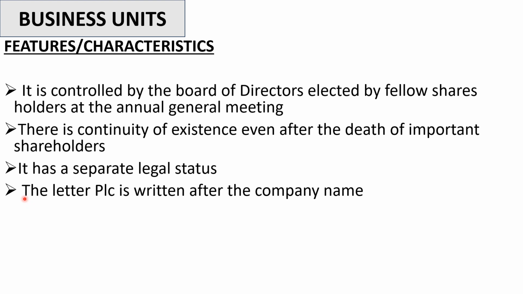Okay, so the letters PLC are written after the company name. So public limited companies have the letters PLC, while private limited companies have LTD. Okay, so when you see a company that has PLC, know it's a public limited company, while the one that has LTD is a private limited company.